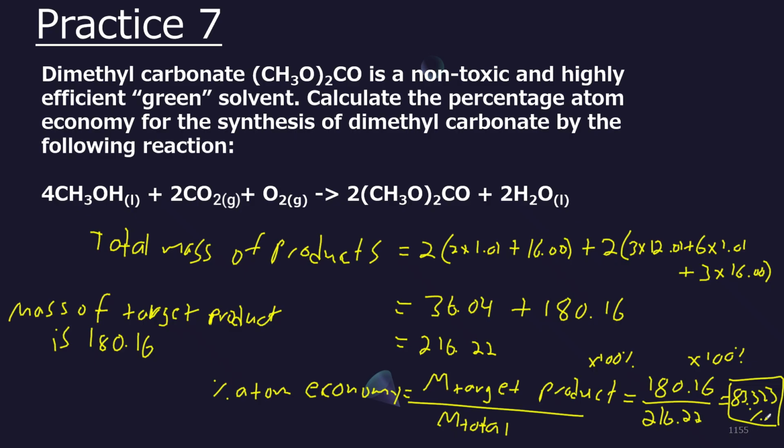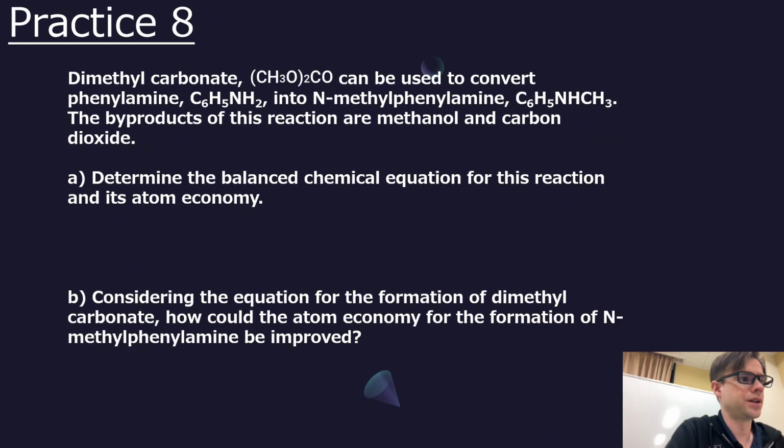Okay, and the final thing here, final practice question for today, I think. Dimethyl carbonate can be used to convert phenylamine, C6H5NH2, into N-methylphenylamine, C6H5NHCH3. Byproducts of this reaction are methanol and carbon dioxide. Determine the balanced chemical equation for this reaction and its atom economy.